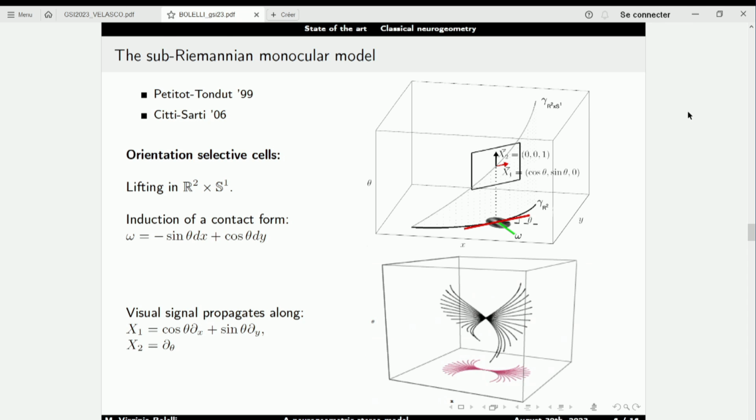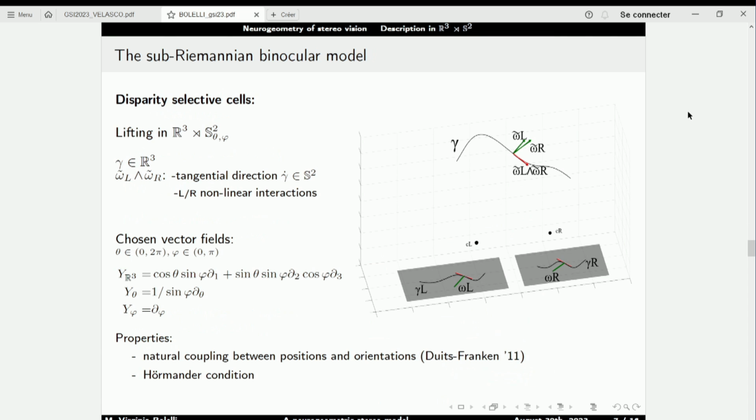The idea for binocular vision was to generalize this bidimensional model to the three-dimensional case. We started with monocular information on the two retinas, and we see how it is possible to lift this in the space of 3D position and orientation, R3 times S2.